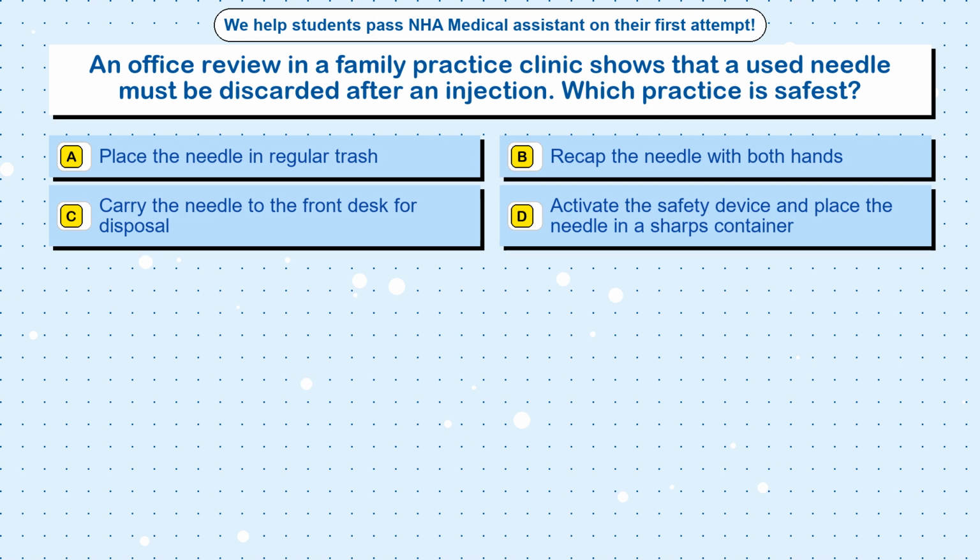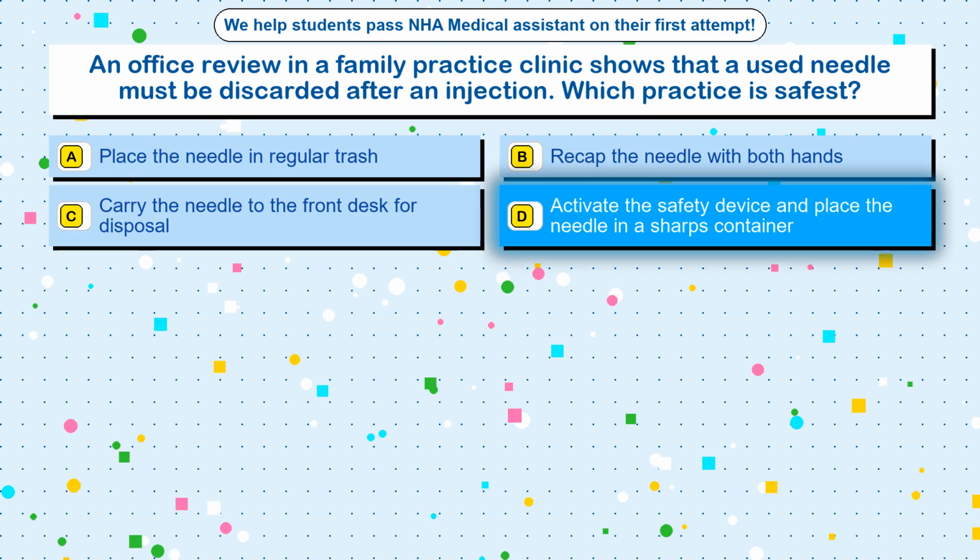Question 41. An office review in a family practice clinic shows that a used needle must be discarded after an injection. Which practice is safest? Option A. Place the needle in regular trash. Option B. Recap the needle with both hands. Option C. Carry the needle to the front desk for disposal. Option D. Activate the safety device and place the needle in a sharps container.